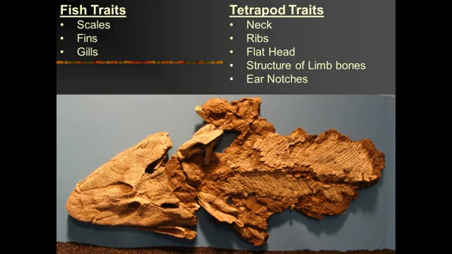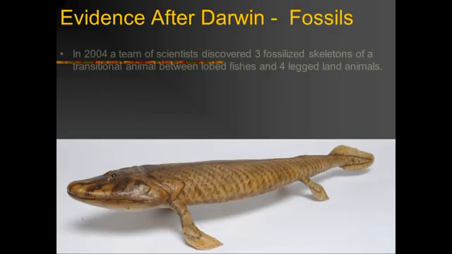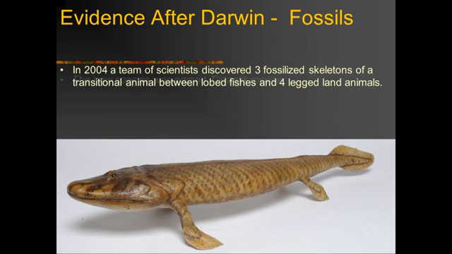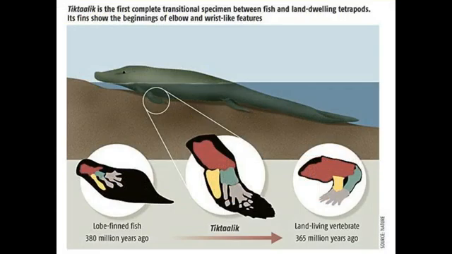The fossils also had ear notches in the skull, which were more like a land animal and less like a fish. So here's a reconstruction of the animal based on several intact skeletons. The first 3 skeletons were discovered in 2004, and they named this species Tiktaalik roseae. Well, since 2004, over 30 more individuals have been discovered in the same area of northern Canada. The discovery of Tiktaalik in the exact location predicted by our current knowledge of geology confirms both Darwin's theory and the geologic theories that allowed us to locate the fossils in both time and space.